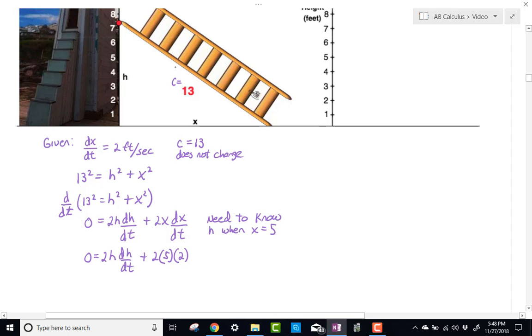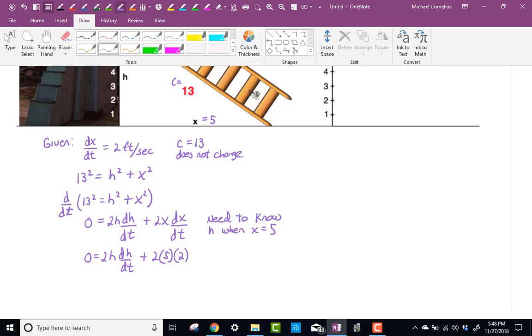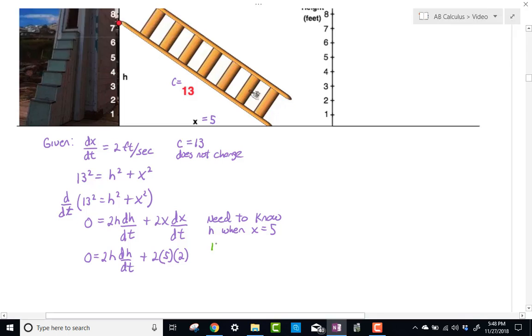I'm going to go back to my picture for a minute. If x is equal to 5 up here, that's a right triangle. I can find out what h is by using the Pythagorean theorem. So I'm going to do 13 squared equals h squared plus 5 squared. Well, 13 squared is 169. 5 squared is 25. So if I subtract 5 squared off of both sides, I get 144 equals h squared. So that means that h is equal to 12.